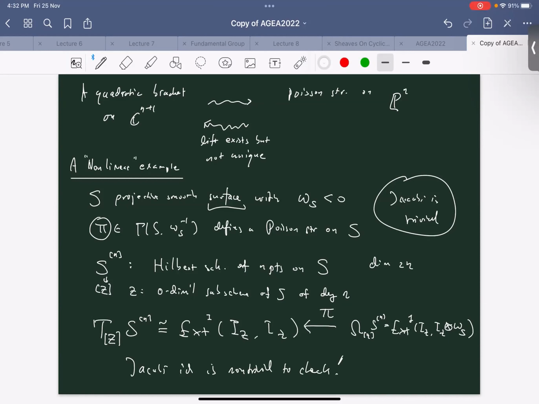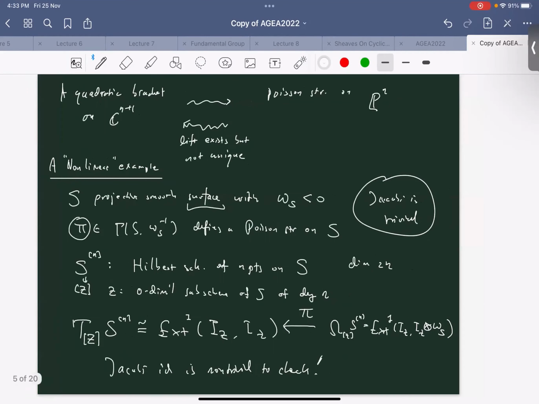Okay, so this, of course, is a generalization of Mukai's construction of the symplectic structure on the moduli space on K3 surfaces. Instead, we take a section of the anti-canonical bundle to construct this bivector. So this will specialize to the K3 surface case if omega_S is trivializable.